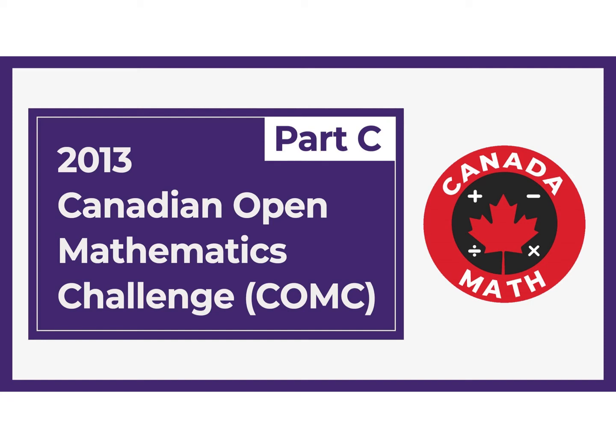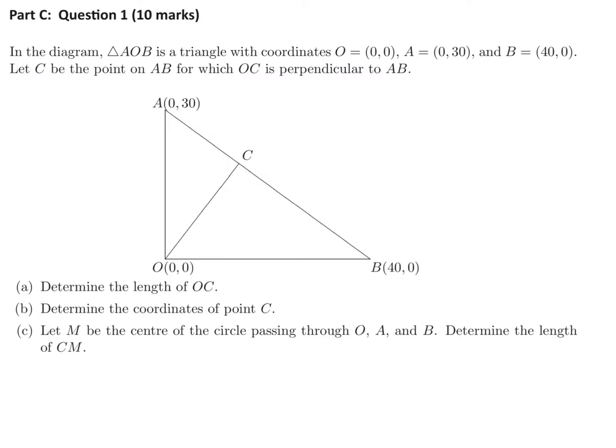2013 Canadian Open Mathematics Challenge, Part C. In the diagram, triangle AOB is a triangle with coordinates (0, 0), (0, 30), (40, 0). Let C be the point on AB for which OC is perpendicular to AB. Determine the length of OC.